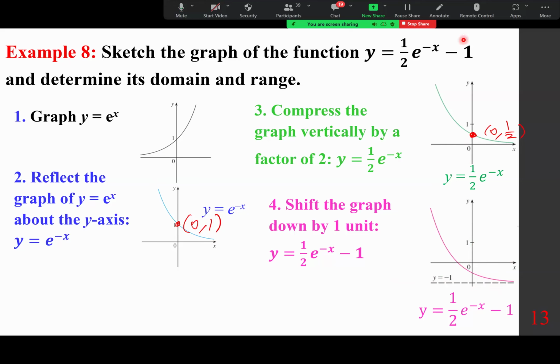Because it's been shifted down by this much, y equals -1 is the new horizontal asymptote. Domain hasn't changed, all real numbers, but the range has. The range for all of them was 0 to infinity. For this one, it is from -1 to infinity.